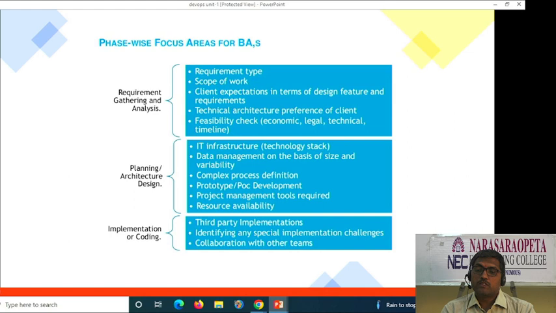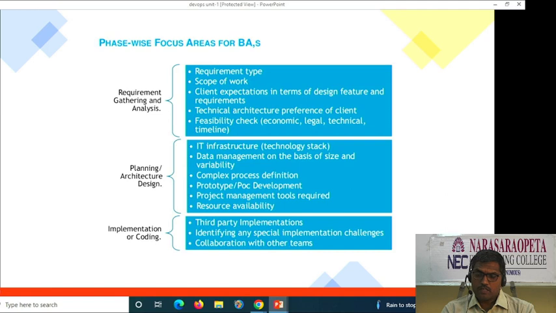Now these are the phases and focusing areas of business analysis. Requirement gathering and analysis covers the requirement type, scope of work, client expectations in terms of design features and requirements, technical architecture, preference of client, feasibility check, economical feasibility, technical feasibility, legal feasibility, and timelines feasibility. They all come under requirement gathering and analysis.